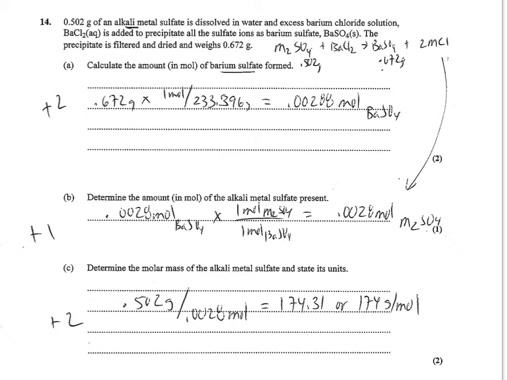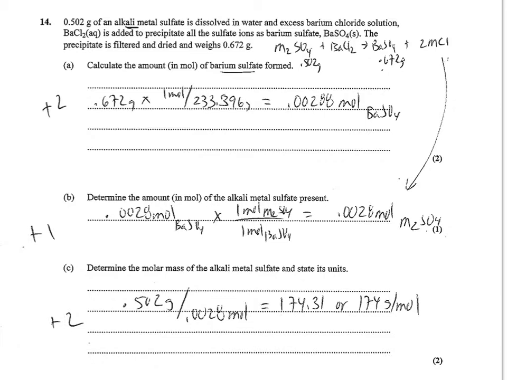Excess barium chloride would be BaCl2. Added to precipitate all the sulfate ions as barium sulfate, so BaSO4 is going to be one product. And so then by default, the other product is going to have to be MCl. And we know it's just going to be 1-to-1, the metal to the chlorine, because it's a group 1A element.